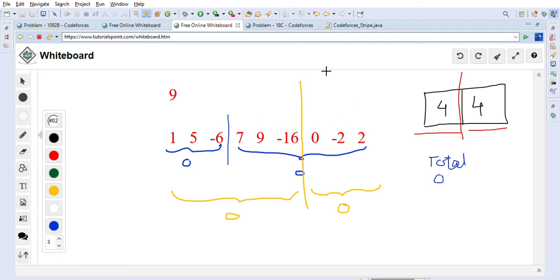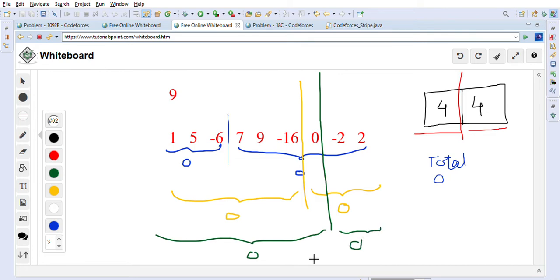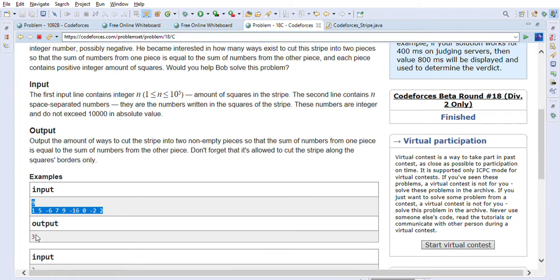How we can cut this stripe. Right now this is the third point. Now if we cut it at this point, we will again find the left side sum is 0 and the right side sum is again 0, right? So there are three points where we can cut this stripe, so that left sum and right sum are equal. So that's why you can find out 3 is the answer here, right?